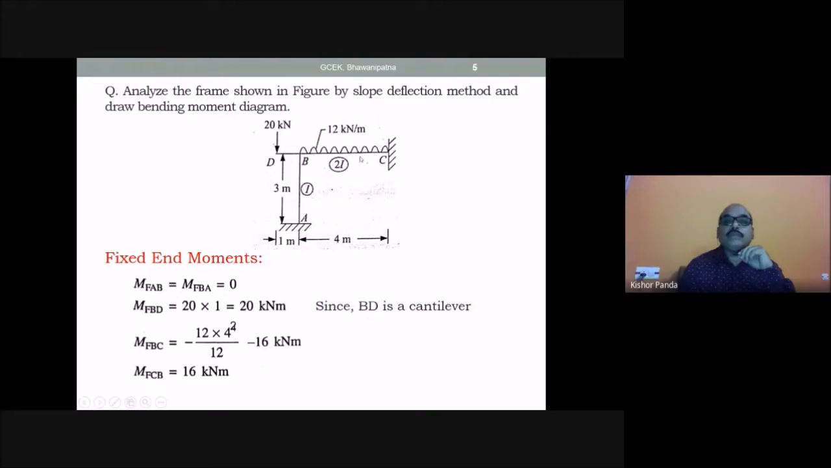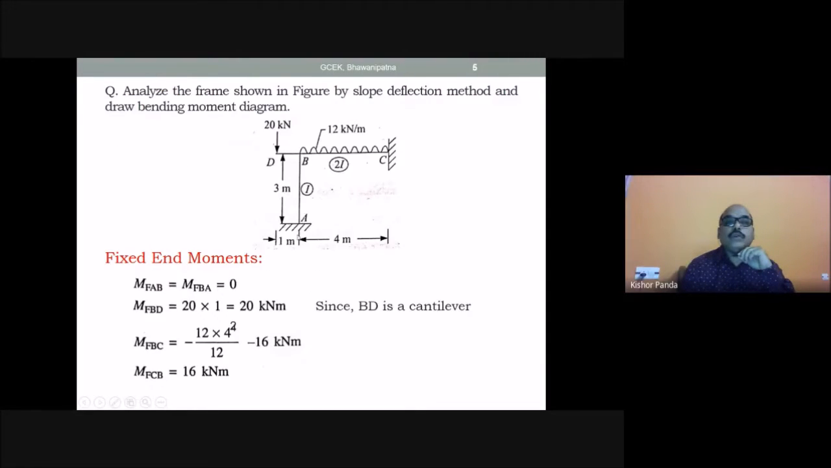Then here you see this is your BC member and having UDL throughout the span. So what is the moment MFBC and what is the moment MFCB? So you know that it is minus WL square by 12, which is equal to minus 60 kilonewton meter. And what is the moment here, MFCB? This is plus WL square by 12, 12 into 4 square by 12, so this is your plus 16 kilonewton meter. So these are the fixed end moments.